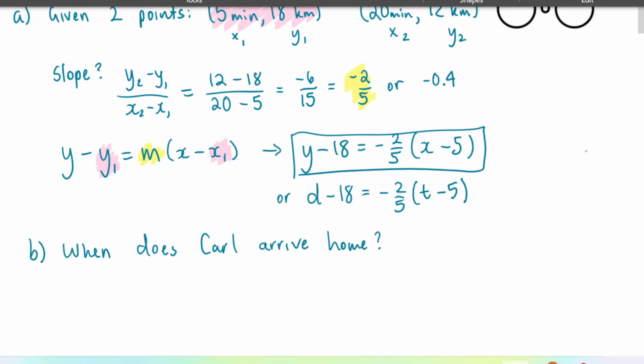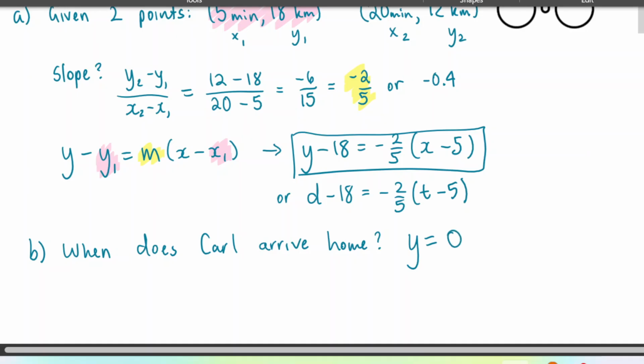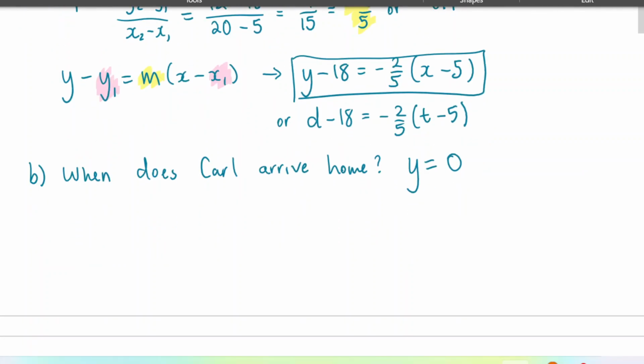So the distance, or the y value, when he arrives home would be 0. The distance from home would be 0 when he arrives home. So I'm going to plug that into the y position and solve for x, solve for the time. So 0 minus 18 equals negative 2 over 5, x minus 5. And I'm going to expand. Actually, yeah, there's a couple of options here. I'm going to just evaluate this left-hand side.